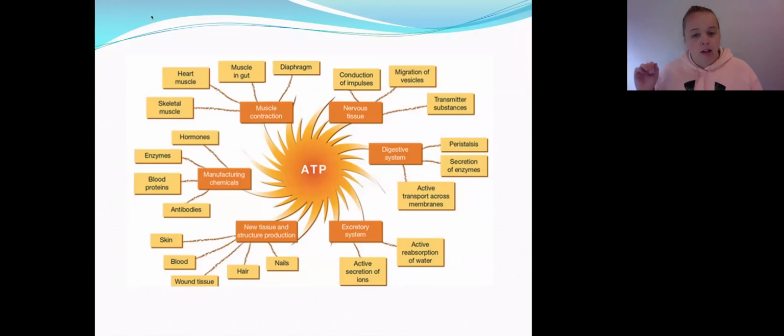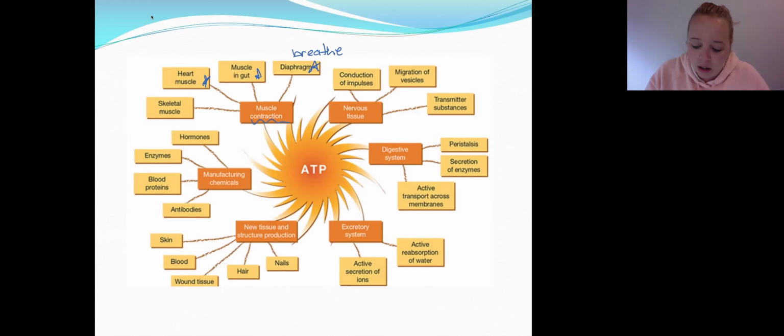Okay, so here are some of the uses of ATP. We can use it to do things like muscle contraction. This can be muscles in your gut, muscles in your heart, or your diaphragm to help you to breathe. This could also be skeletal muscle, which is the normal muscle that we think of. We could also use ATP to help us send transmissions around our nervous system. So our nerves rely on ATP to make them function.